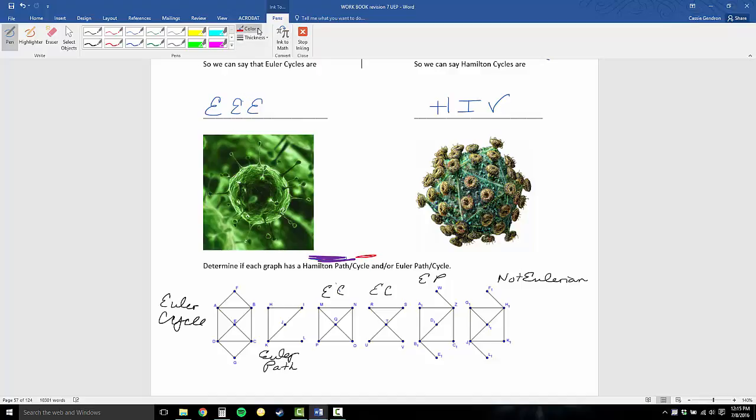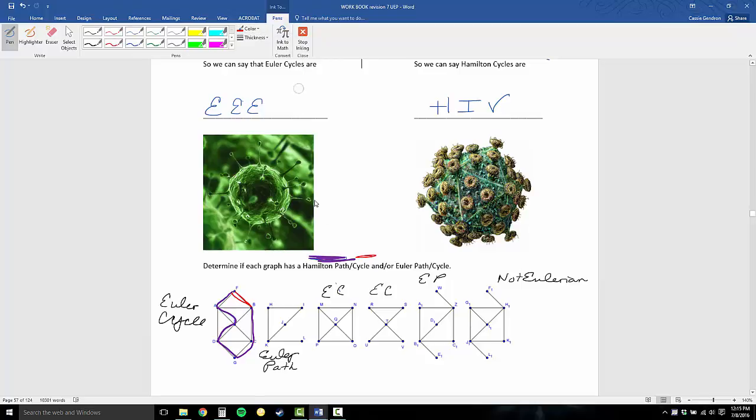Okay? So, Hamilton path. I'm going to start at F. I'm going to go around, and I'm going to stop, but I'm not going to close it off. In order to get a Hamilton cycle here, I can just close this off. Now, this is only one example, but we're just going through some examples right now.